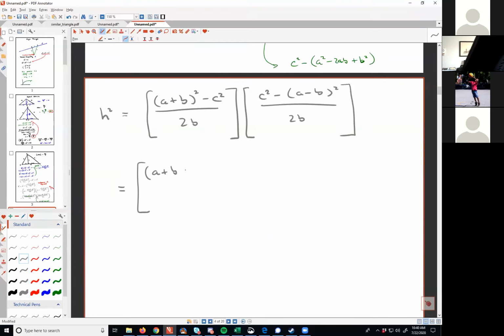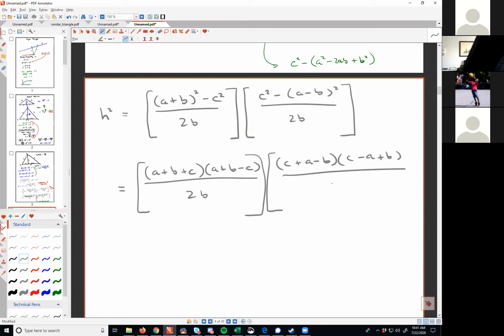We have a plus b plus c and a plus b minus c in the first factor, still all over 2b. And in the second factor, we have c plus a minus b, and then c minus a minus b, which is c minus a plus b, all over 2b. Wow.